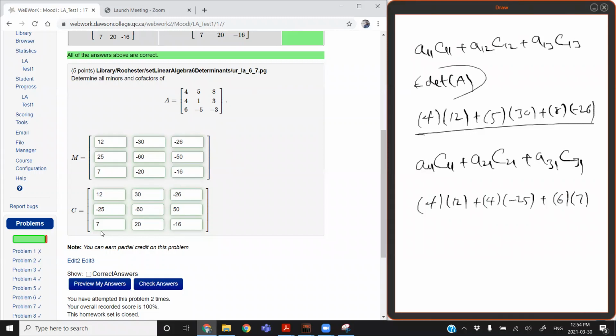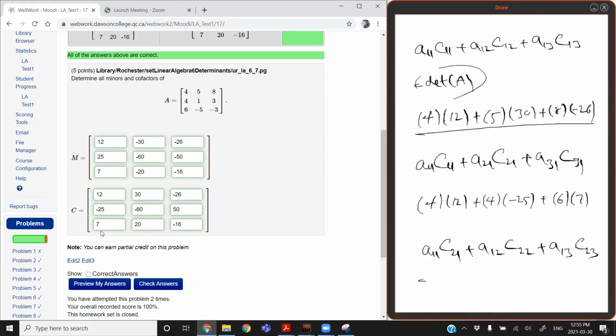Now the question is, what happens if I multiply the entries from one row with the cofactors from a different row and add them up? What would happen then? Okay, so what happens if I do something like this? If I take entries from the first row and multiply that by the cofactors from the second row. So A11 times C21, A12 times C22 plus A13 times C23.